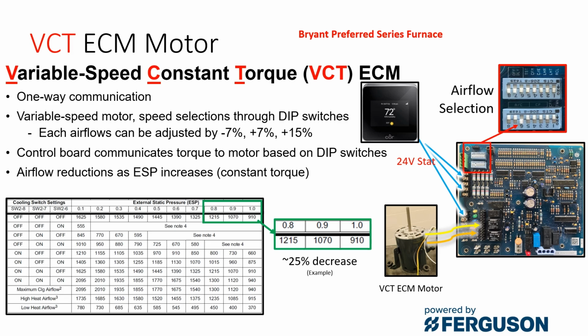Then we have the VCT ECM motor, which is a variable speed, constant torque ECM motor. It's a one-way communication. The variable speed motor speed selections are through dip switches, and the airflow can be adjusted from -7% to +15%. The control board communicates torque to the motor based on the dip switch settings. Again, as the external static pressure increases, we see a reduction in the CFM that's available.